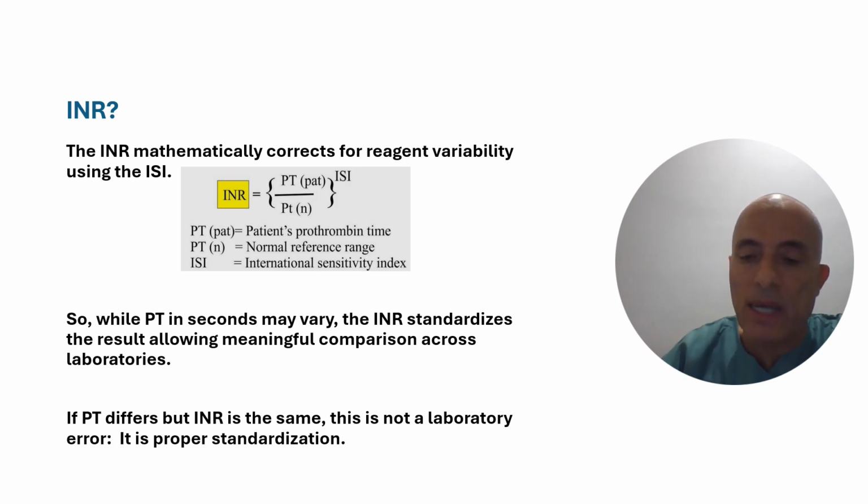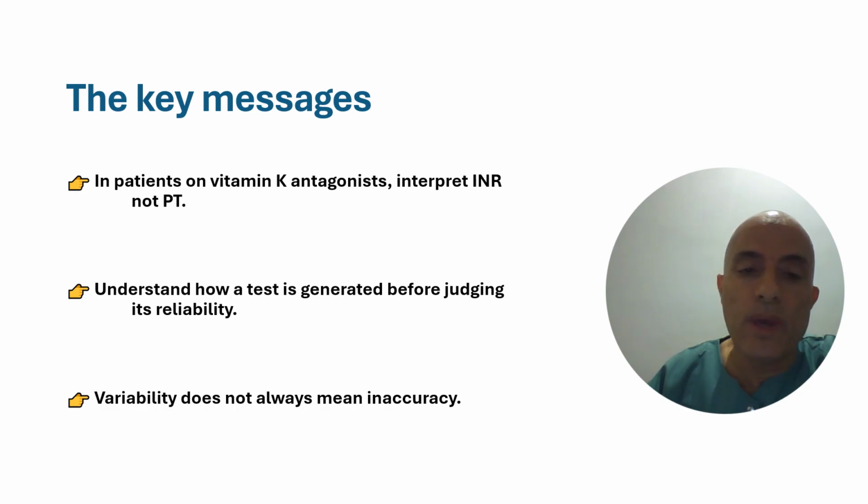It is proper standardization. In conclusion, the key messages: first, in patients on vitamin K antagonists, interpret international normalized ratio, not prothrombin time. Second, understand how a test is generated before judging its reliability. Third, variability does not always mean inaccuracy.